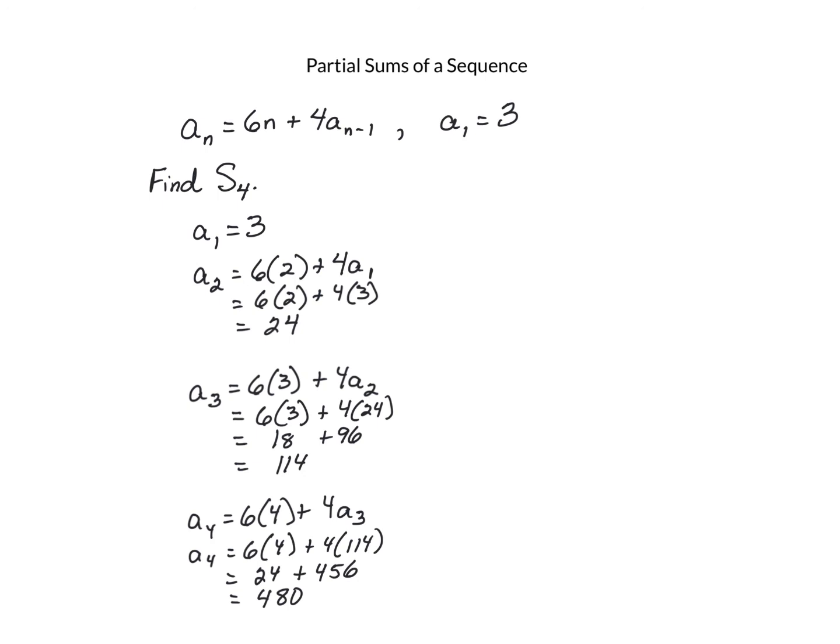So now we're ready to calculate the fourth partial sum. We know the fourth partial sum is equal to the first term plus the second term plus the third term plus the fourth term. And let's add those together. And we find that we have 621. So the fourth partial sum, the sum of the first 4 terms of the sequence that's defined this way, is 621.